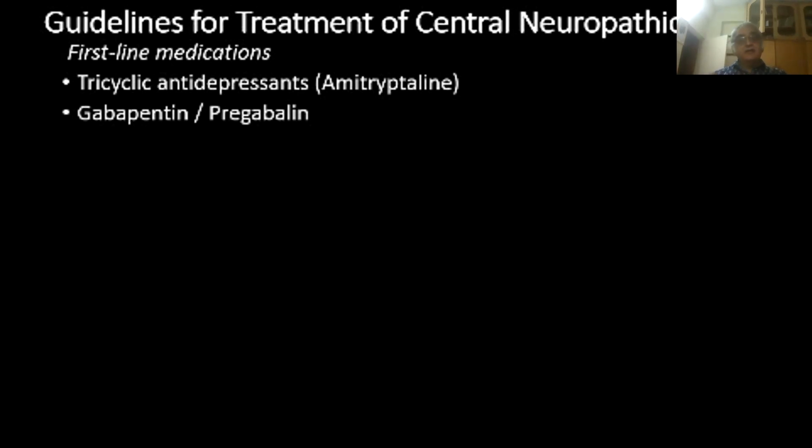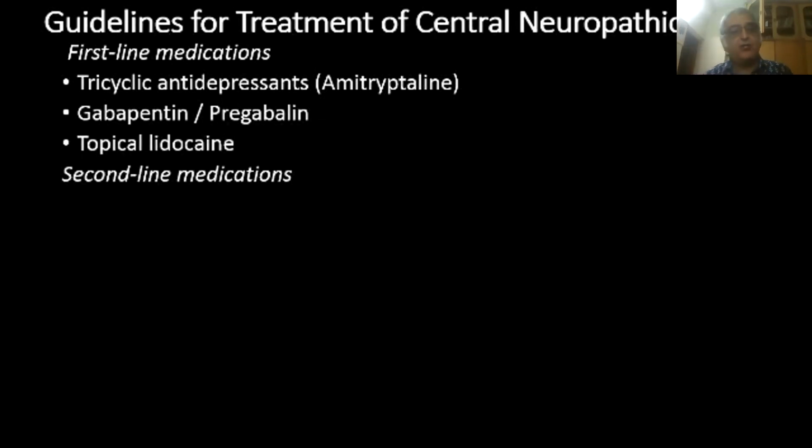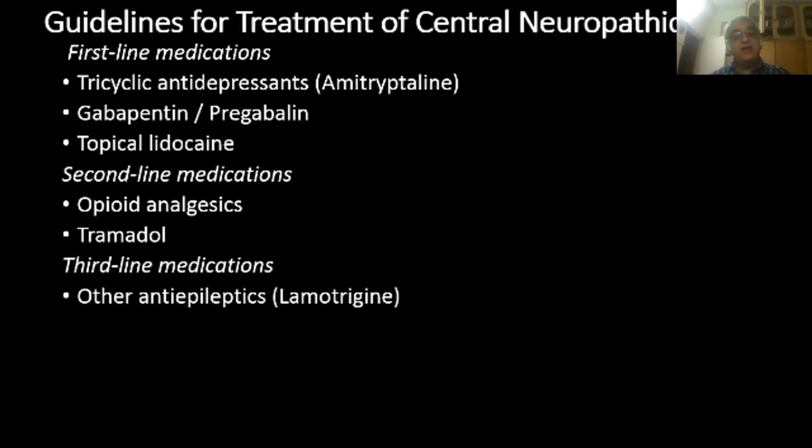The second is gabapentin, and as you see, these are mechanism-based therapies. Gabapentin is basically an anticonvulsant. Pregabalin is an anticonvulsant. These act on the ectopic discharges, and tricyclic antidepressants act on the descending pathway, where they increase the levels of norepinephrine. Topical lidocaine has also been used. I have not used it much, but it is given, and there's a lot of praise for it as a first-line medication. Now, the second-line medications are opioid analgesics, you know, tramadol and Ultracet that we give, but they are second line, not first line. And the third line medication is lamotrigine. You can give any anti-epileptic, but most of the trials and research have been done on lamotrigine.